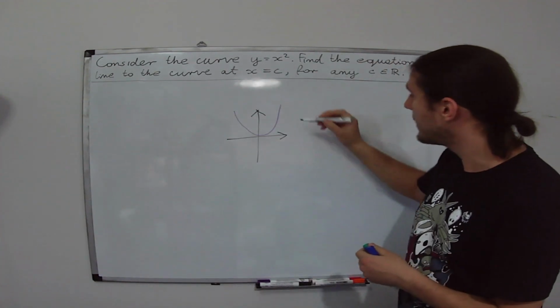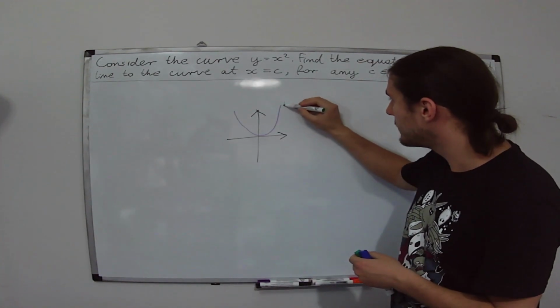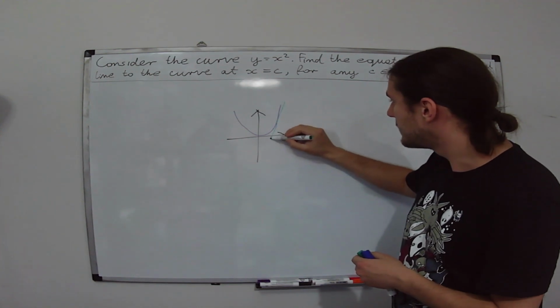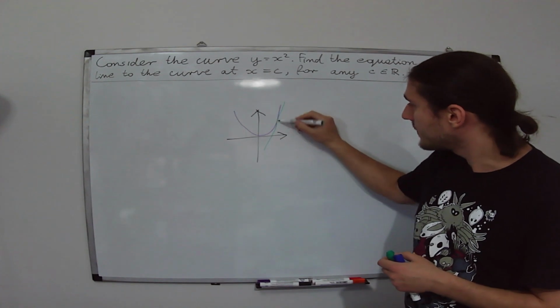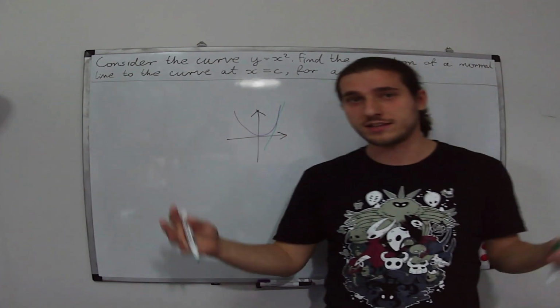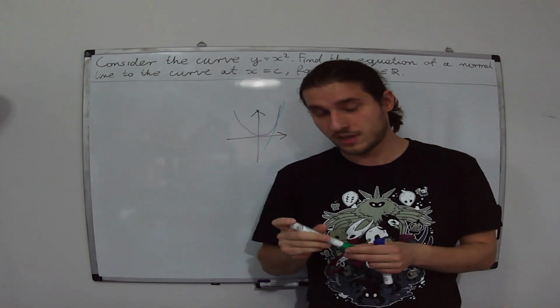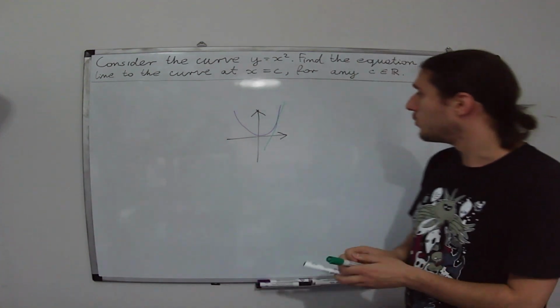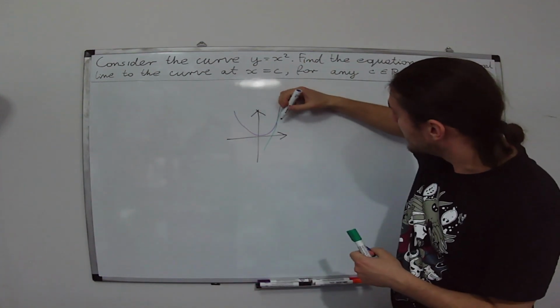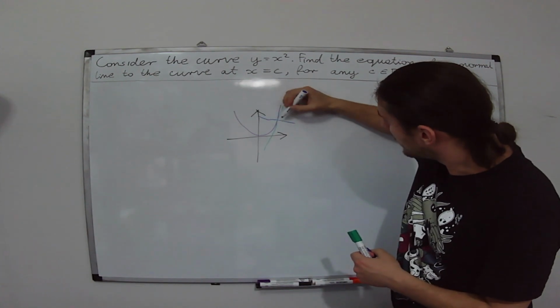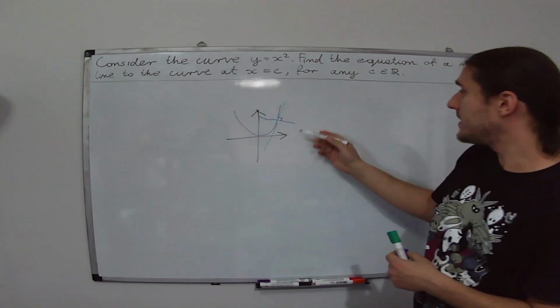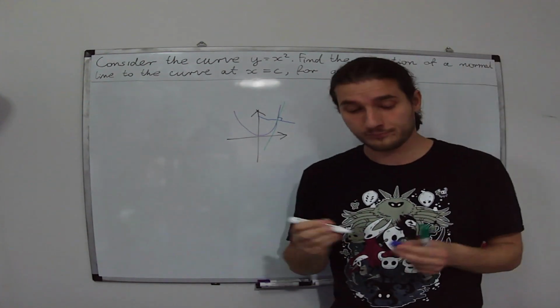Well, a tangent line is a line that has the same gradient as a point on that curve. So for this point right here, this tangent line has the same gradient as that curve. Now, a normal line will be perpendicular to that. So there's going to be a 90-degree angle right here, and this is the line we are looking for.